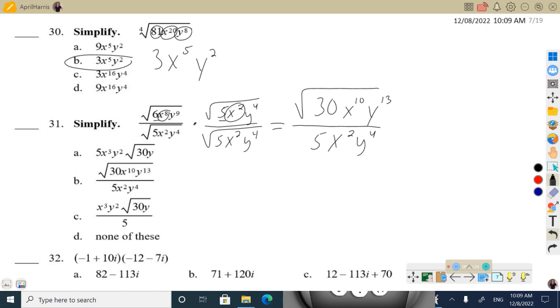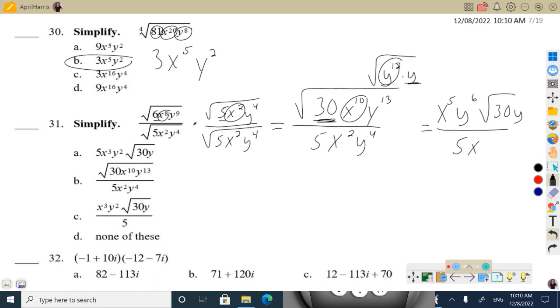There's no perfect square that goes into 30. Can you take the square root of 10? Yeah. Can you break down y to the 13th? Yes, I'm going to do that up here. This is going to be y to the 12th times y. So underneath, I'm going to be left with radical 30 and y. All right. And what comes out is going to be the square root of x to the 10th, which is x to the 5th, and the square root of y to the 12th, which is y to the 6th.